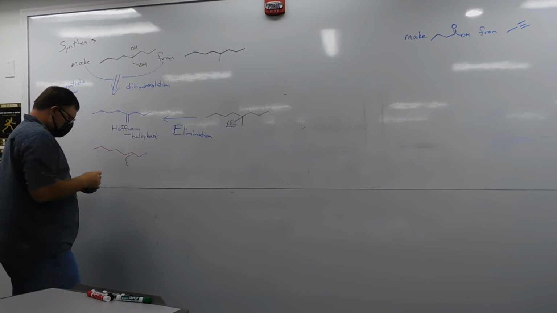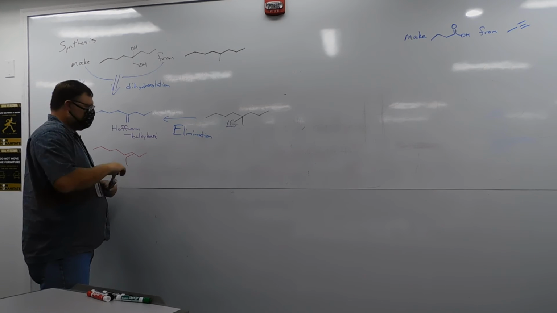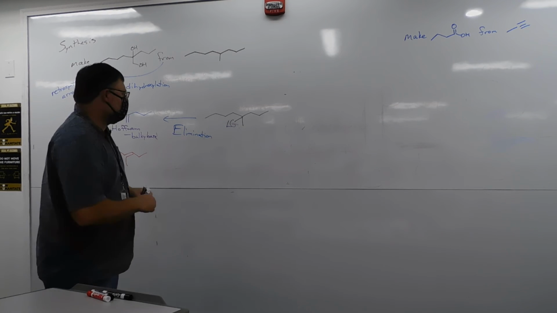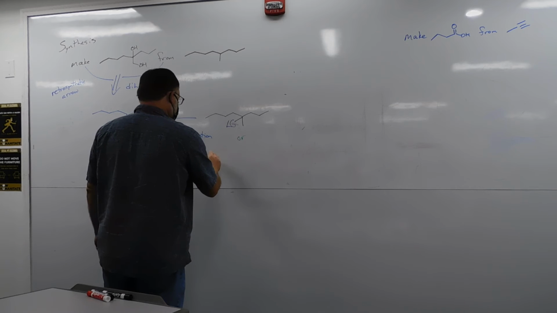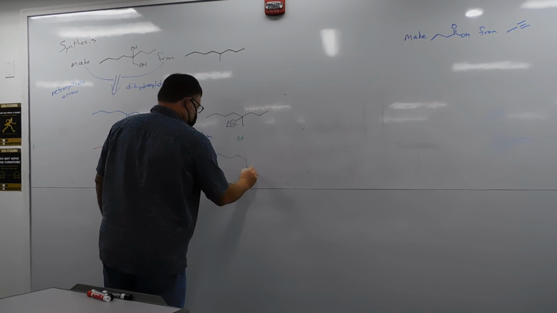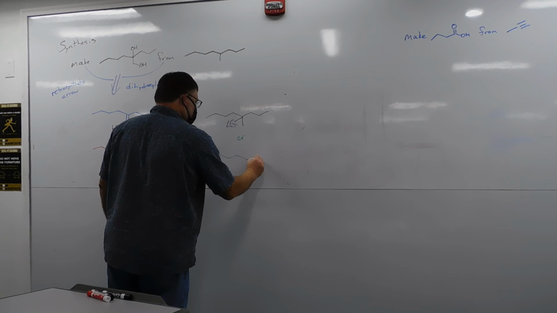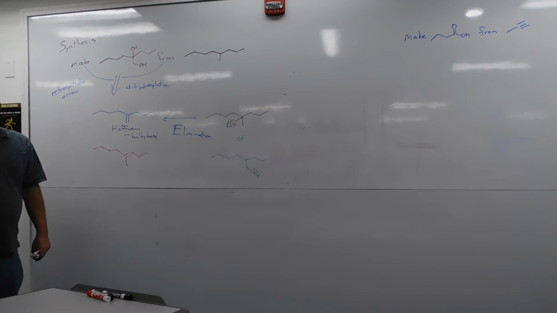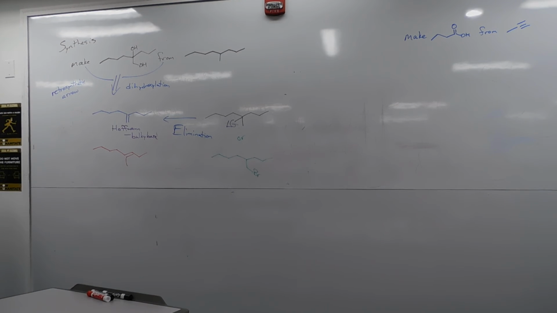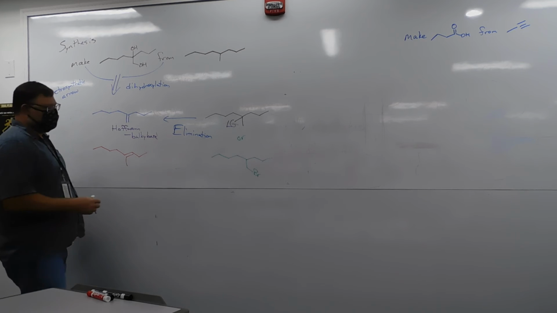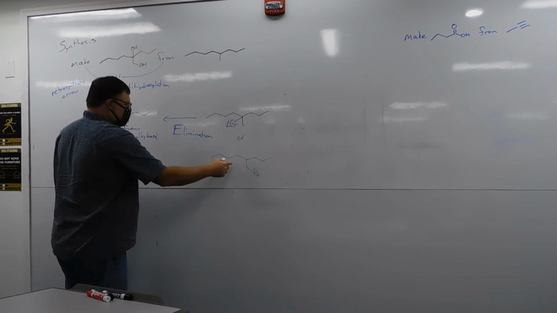Or, it just occurred to me this would also work. You could use that bromide, right? You could have the primary bromide, and now any elimination is going to give us that double bond.